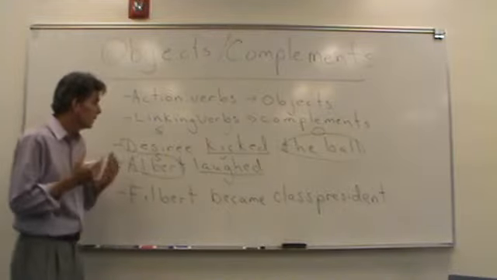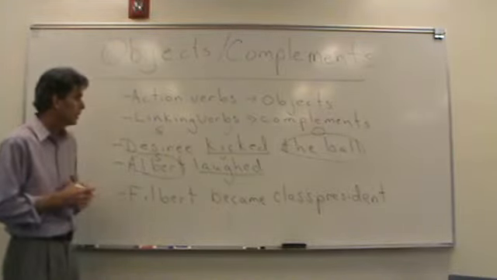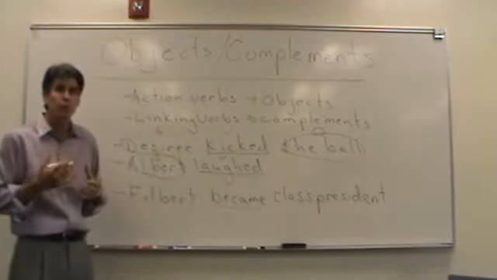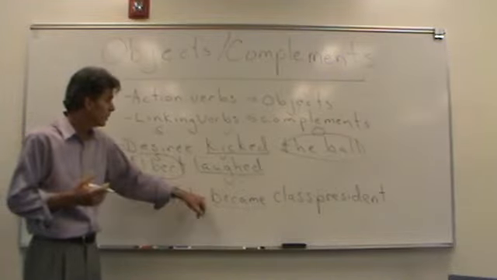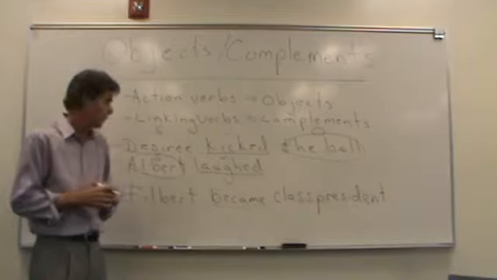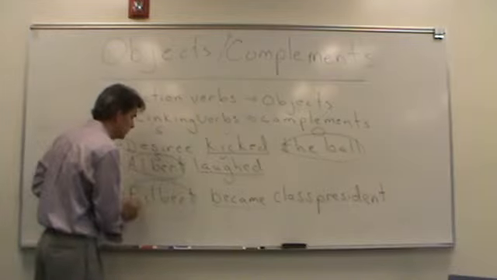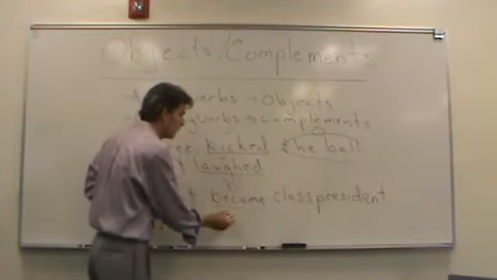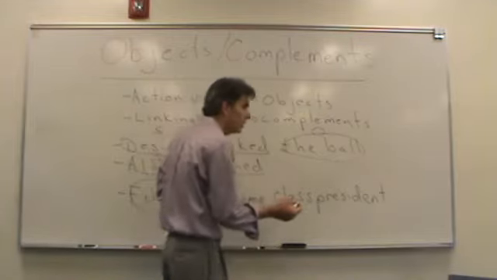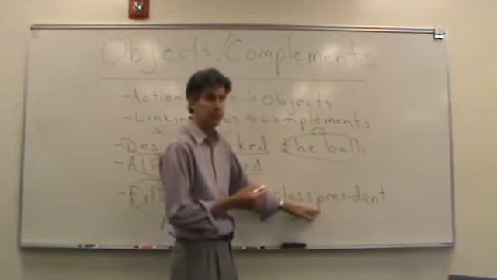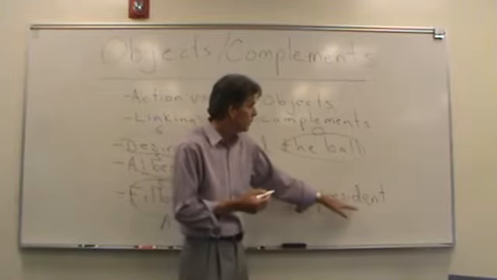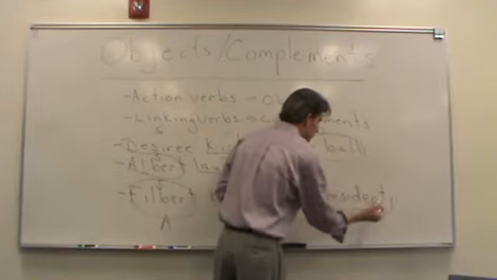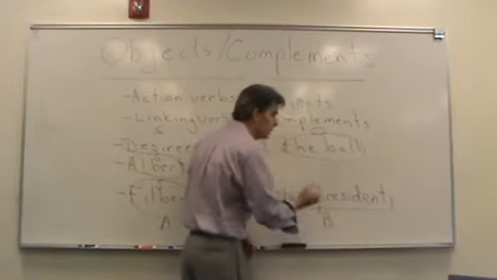Okay? Now, here we have Filbert became class president. Became is a linking verb. So the logic of this sentence is going to work differently. Became, as you can recognize, is a fairly common verb. Most linking verbs are. Filbert is your subject. That's really your A. Your verb here is became, that's your equals. Your B here is really this whole noun phrase. This is an adjective, class, modifying president, your noun. So this is your noun phrase that operates as if it's just one noun, and that's your B.